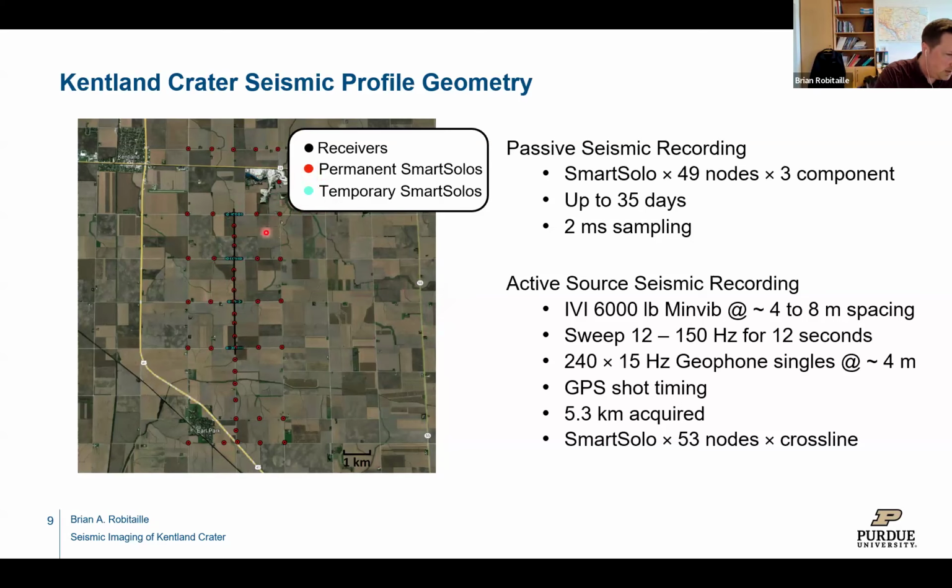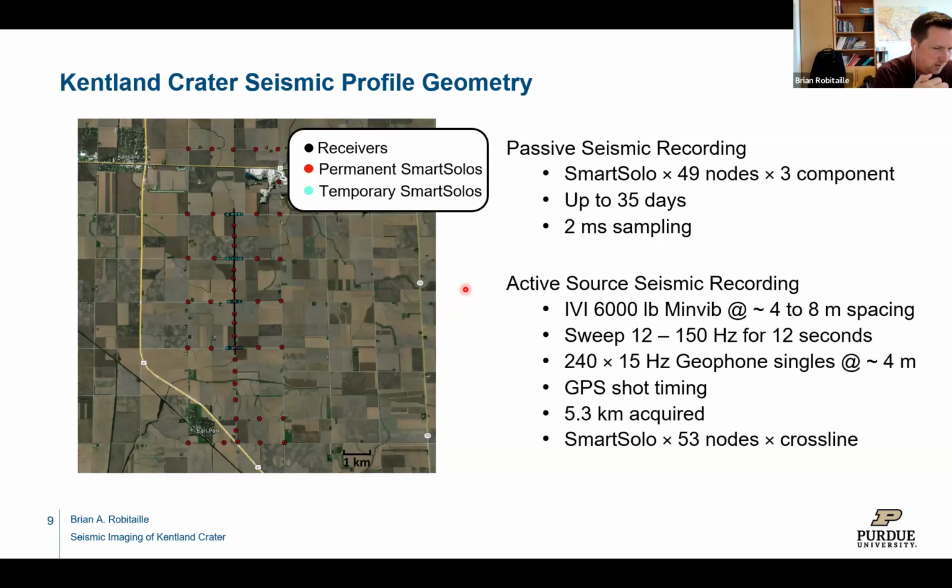Yeah, and our receivers, we went down this road. Didn't get as far as we wanted to. Our goal was to cross this river aspect of it, but it had some mechanical issues with the vibe. But yeah, we had 49 of those smart solo nodes that were permanent, and then we used about 53 for the cross lines in total.